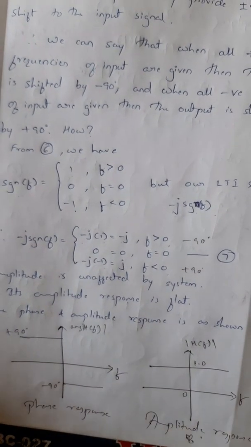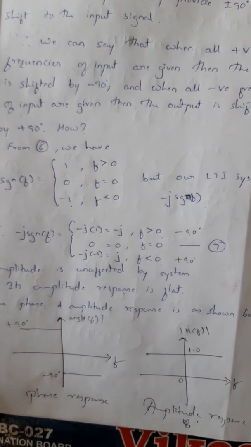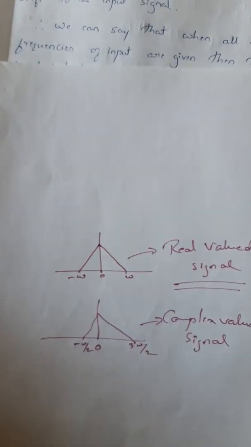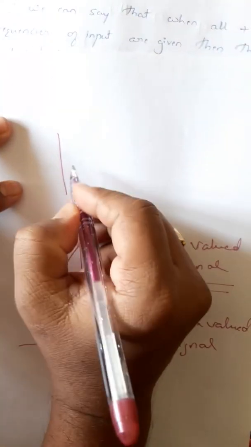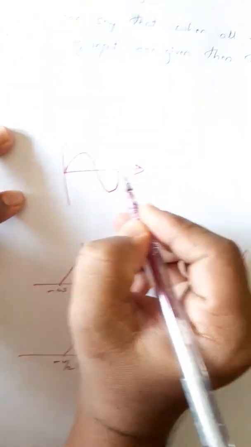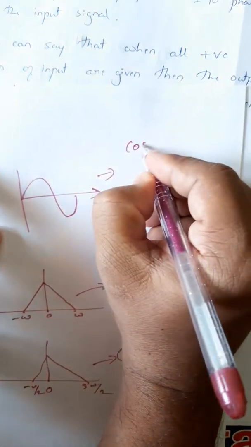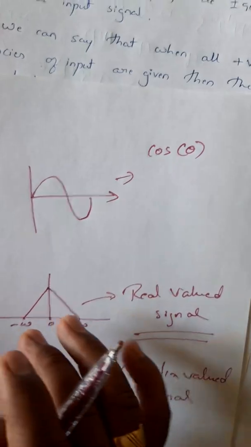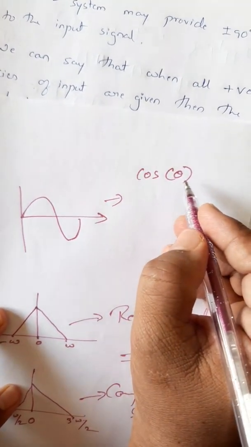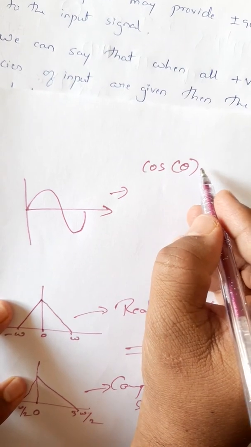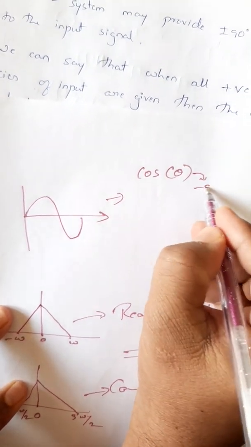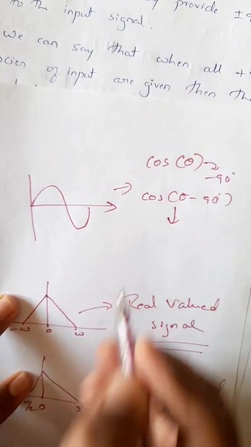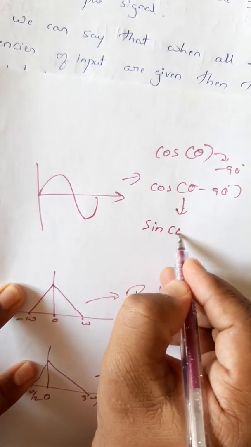So when I shift it by plus or minus 90 degree, obviously the signal is going to change. For example, say I have a cos signal. I'll call this signal cos theta. I'll not make it very complex. So if I go for shifting of this by minus 90 degree, that is cos of theta minus 90, what am I going to get? Simple trigonometry, it's sine theta.